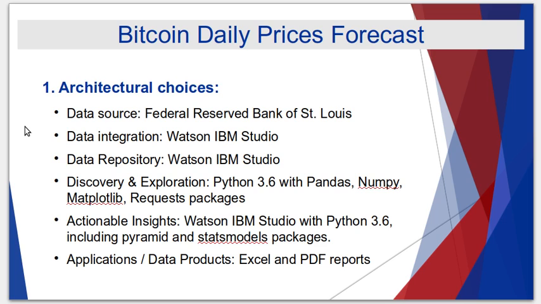For discovery and exploration, we use Python 3.6 with the pandas, NumPy, matplotlib, and requests packages. For actionable insights, we use IBM Watson Studio with Python 3.6, including the pmdarima and statsmodels packages for auto ARIMA and exponential smoothing. For application and data products, we use Excel to save the data and the forecast data, and we use Watson Studio to print out a PDF report from the Jupyter Notebook.